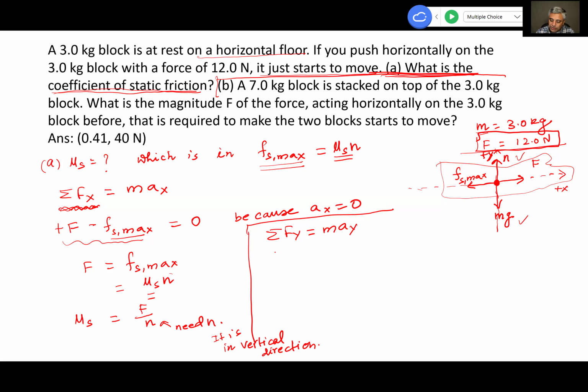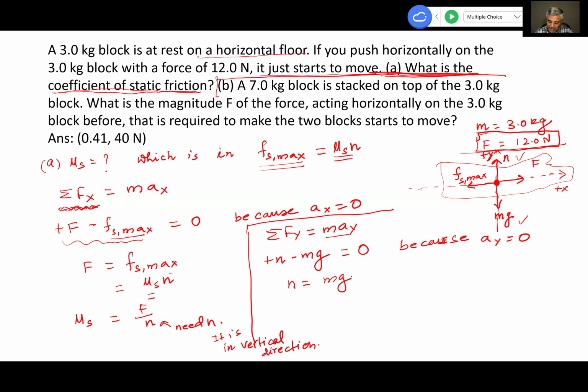So in vertical direction, there are just two forces as well. So positive N, and then mg is negative because we chose up as positive. Okay. So here as well, acceleration is 0. It is not accelerating in the y direction. So that gives me normal force is mass times g.